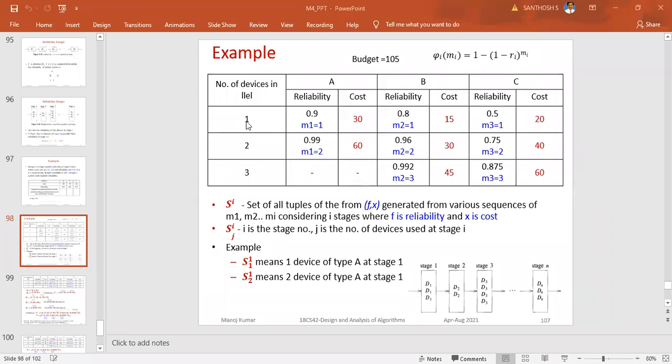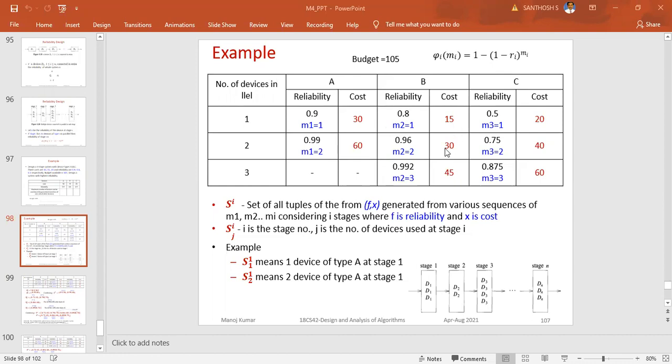So number of devices, if it is 1, now you are having 2. So cost goes to 60. Now reliability, how to find the reliability? Using this formula, you can substitute this one: 1 minus (1 minus 0.8). So 1 minus 0.8 is 0.2. So 1 minus 0.2 is 0.96.